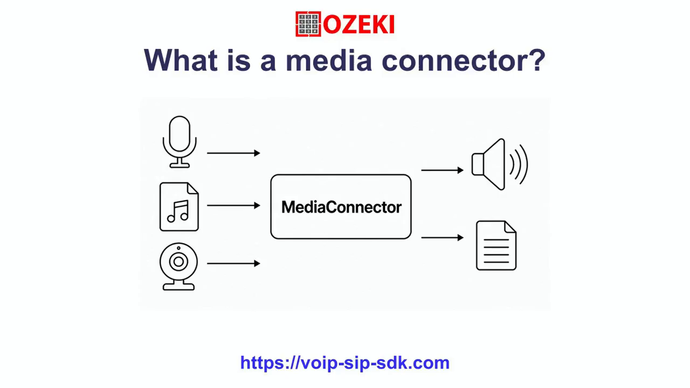What is a media connector? A media connector is used to connect one media handler's output directly to another's input, enabling data flow between media sources and targets.